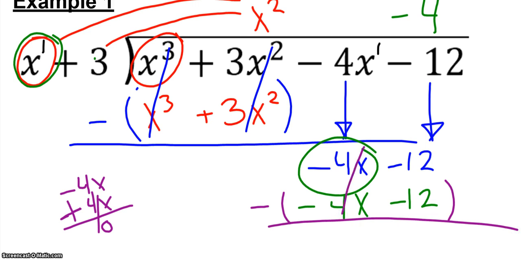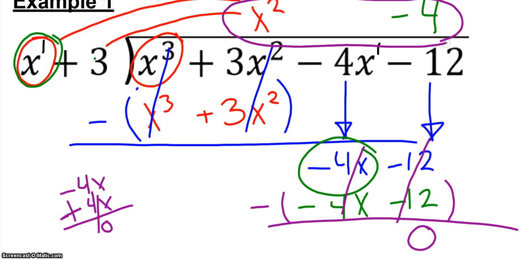Negative 12 minus negative 12 would do what as well? Cancel out. We get two negatives make a positive. So we're left with nothing. Okay, we have no remainder. So our answer is simply up at the top, x squared minus 4. So if you did that with us, you have the correct answer.